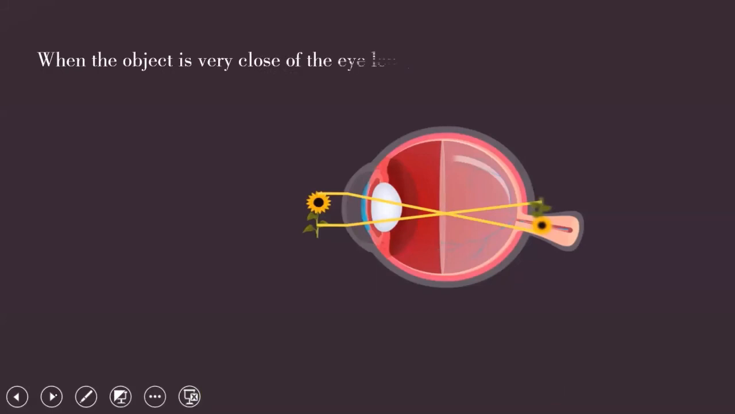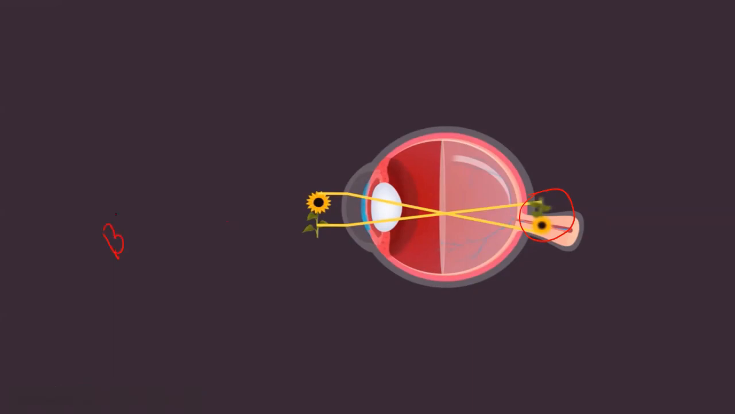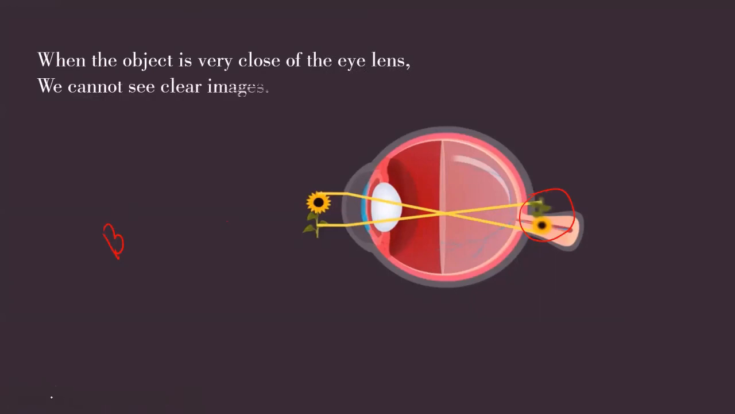Right? Now when the object is very close to the eye lens, we cannot see clear images. For example, if you take a book very, very close to your eye, you are not able to see what is written in that textbook. Why? Because it is very near to your eye, and the images are formed behind the retina. When the images are formed behind the retina, what you will see will be very unclear and blurry. So now when this becomes blurry, you cannot read it very clearly, right?